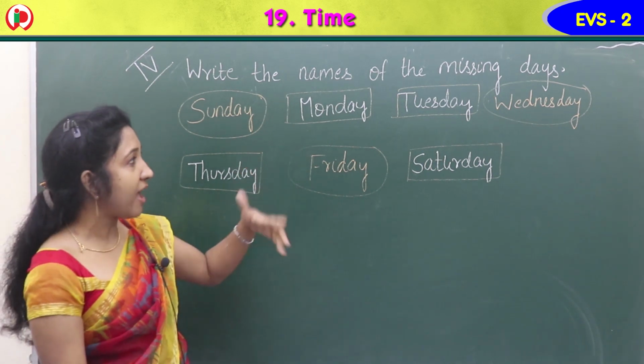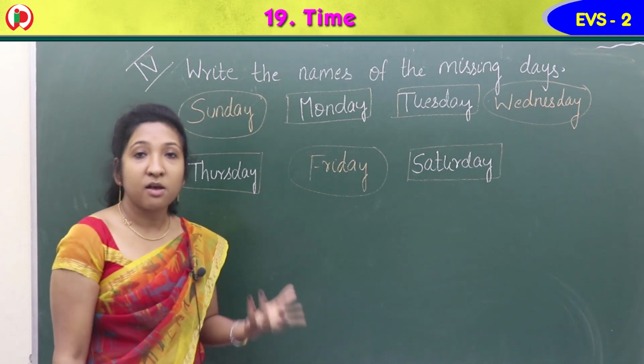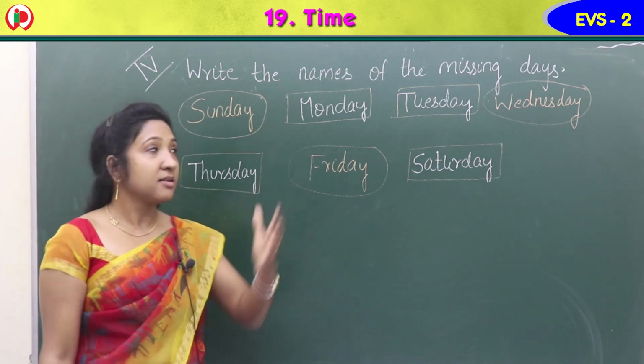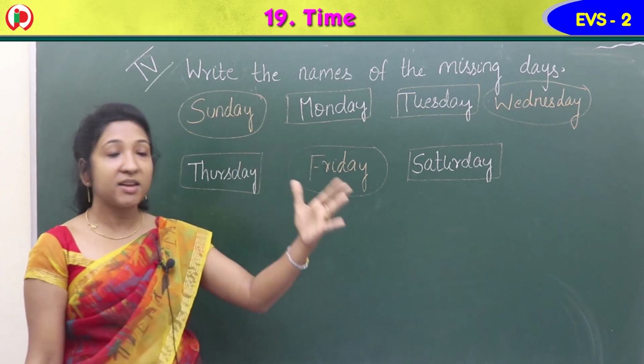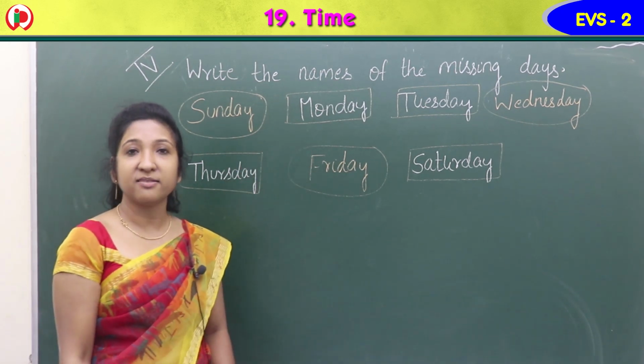So missing days you have to fill up. Okay, it's so easy, isn't it? You know the number of days. 7 days forms a week. Sunday, Monday, Tuesday, Wednesday, Thursday, Friday and Saturday. Okay, children?